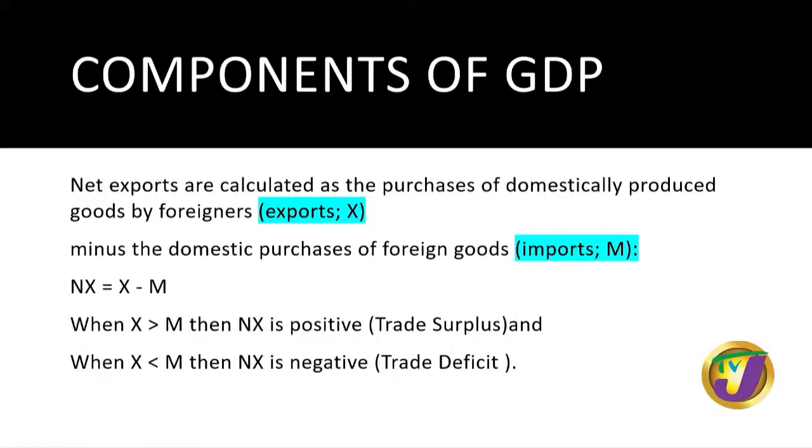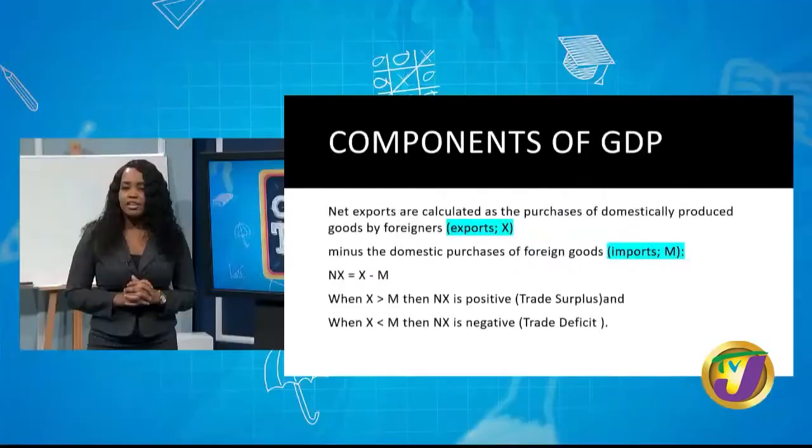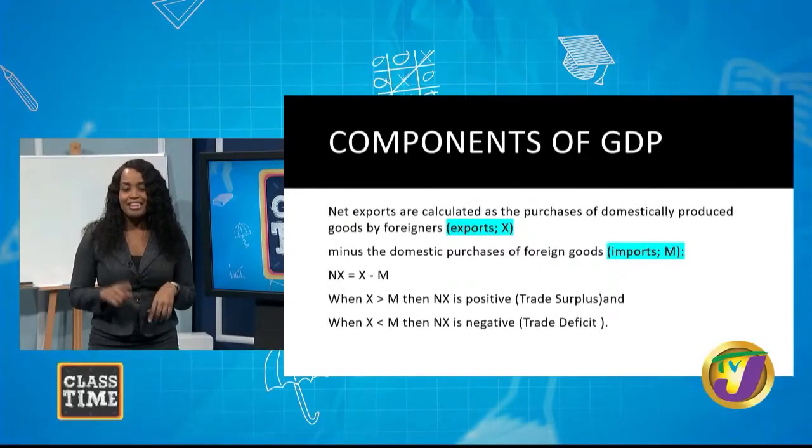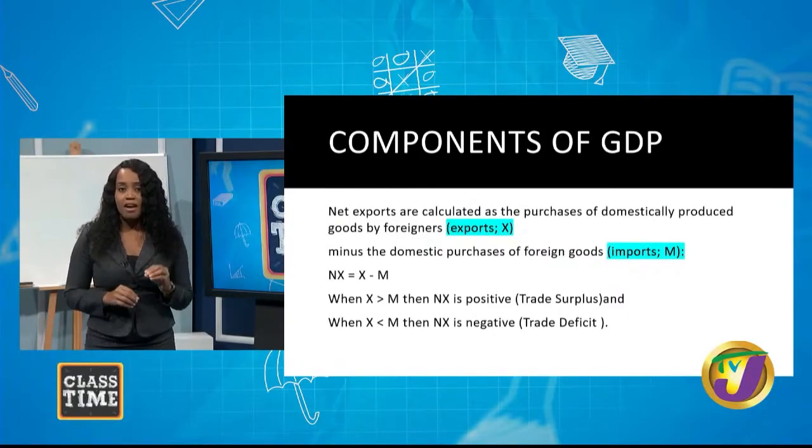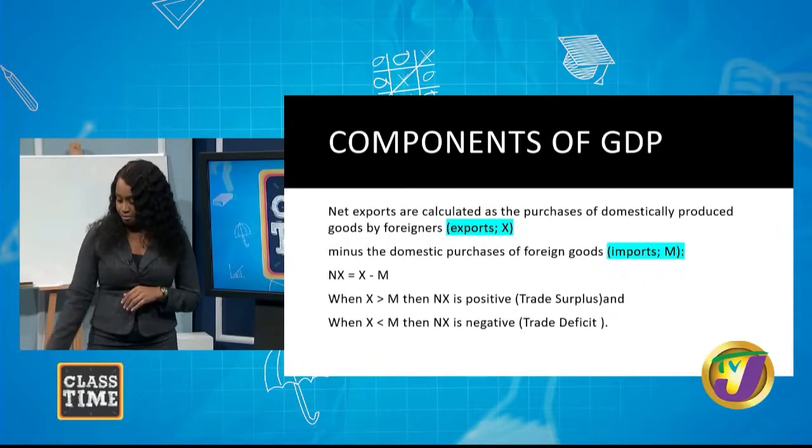So to find net exports, you would subtract imports from exports. So what you're really doing is removing the amount of money that you spend on imports from what you earn from exports. So the country earns $5 from exports, for example, and they spend $2 on imports, which means that net exports is $3. So it's the $5 earned from exports minus the $2 spent on imports.